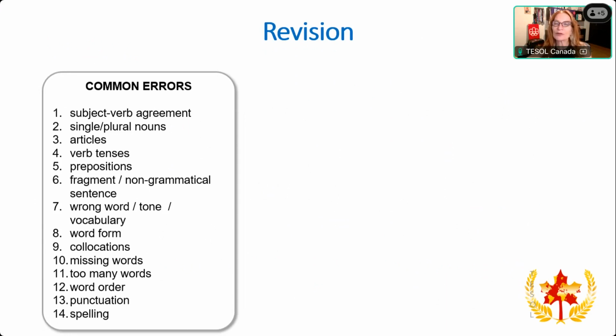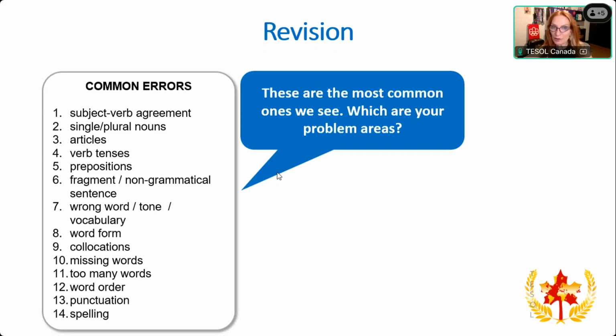For example, if we use technological devices, they're going to say devices of technology. No, it's not devices of technology. It has to be technological resources. Missing words, too many words. Sometimes a sentence in a paragraph is just too wordy and redundant. Punctuation and spelling. So these are the most common areas.